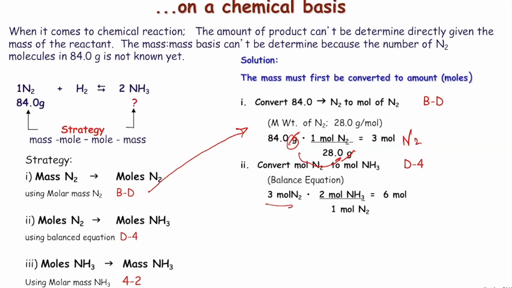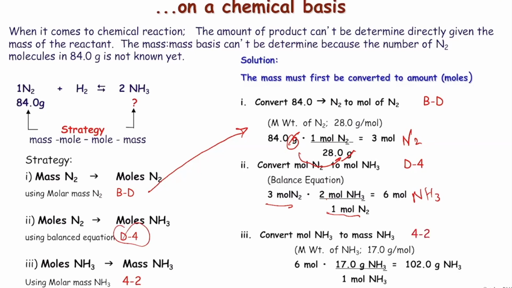Then our second step: our balanced equation shows us that for every 1 mole of nitrogen, there are 2 moles of ammonia. That's from the balanced equation, the 1:2 ratio. That is the mole ratio. So when we do this, we get 6 moles of ammonia, NH3. That's D to 4.